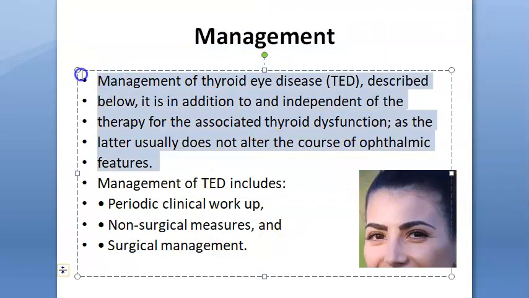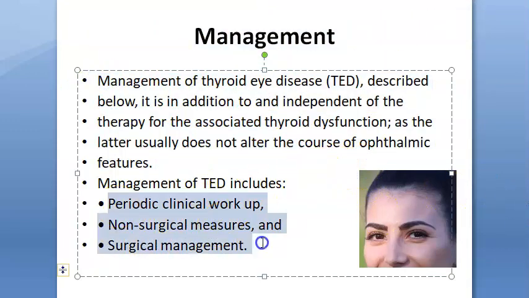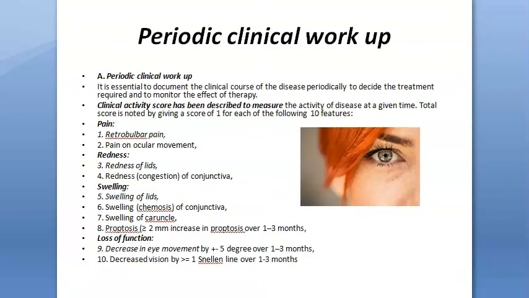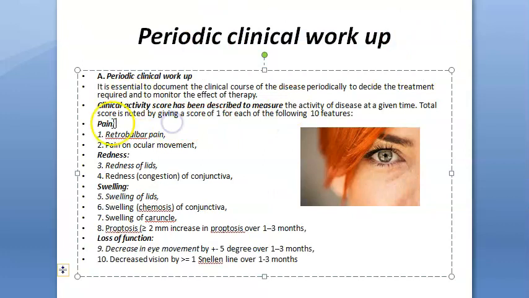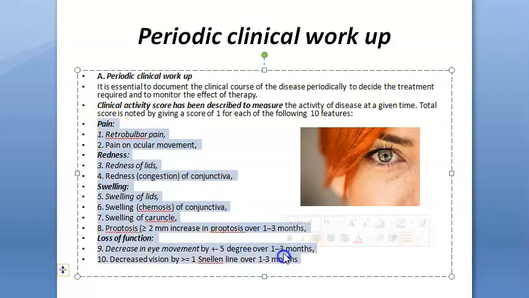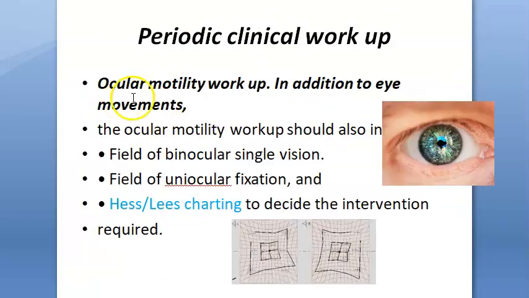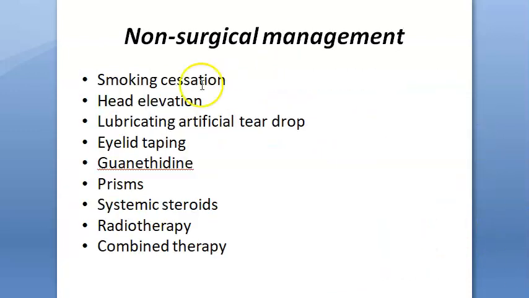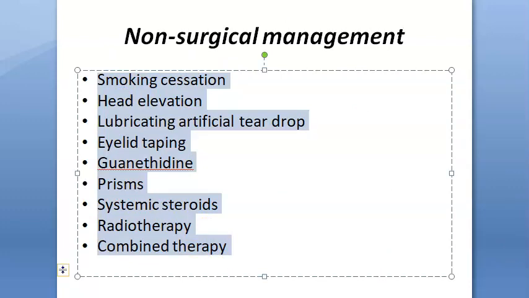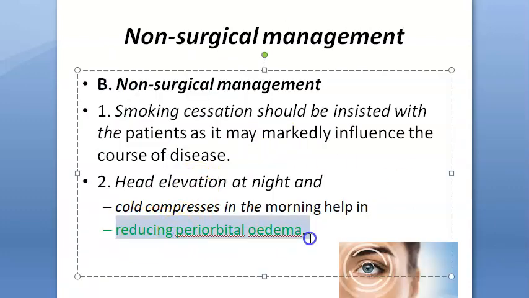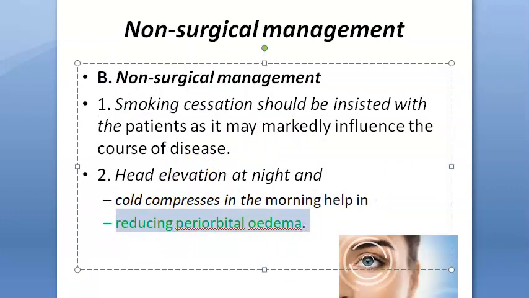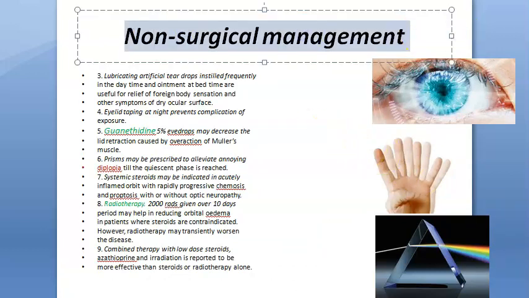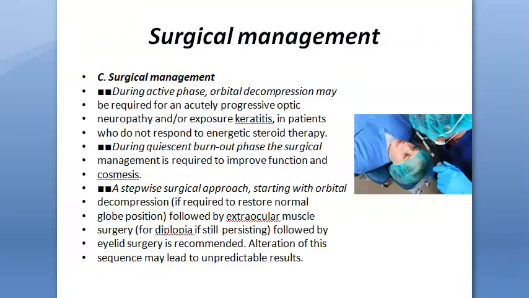Management, guys, you will have to do what? Clinical periodic workup, non-surgical, surgical, let's see. Clinical periodic workup, you keep checking how the symptoms are progressing. Disease charting to decide the intervention. Ask them to stop smoking. Reducing periorbital edema. Surgical management, guys, what will they do?